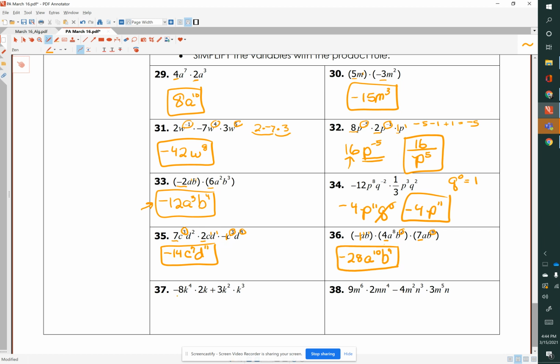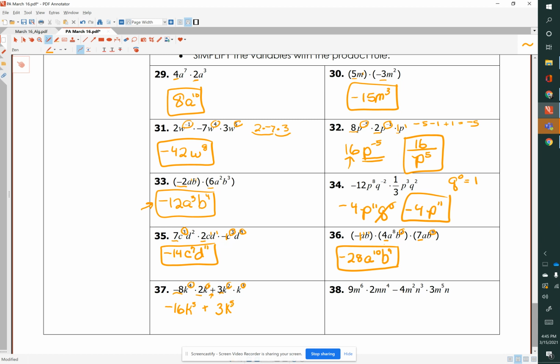Number 37, negative 8k to the fourth power times 2k, there's an invisible 1 there, plus 3k to the second power times k to the third. Be careful, we have addition in the middle of our multiplication. So let's start with the left side of this addition sign. Negative 8 times 2 is negative 16. K times k to the first, 4 plus 1 is k to the fifth, plus 3 times 1 is 3, and k, 2 plus 3 is 5.